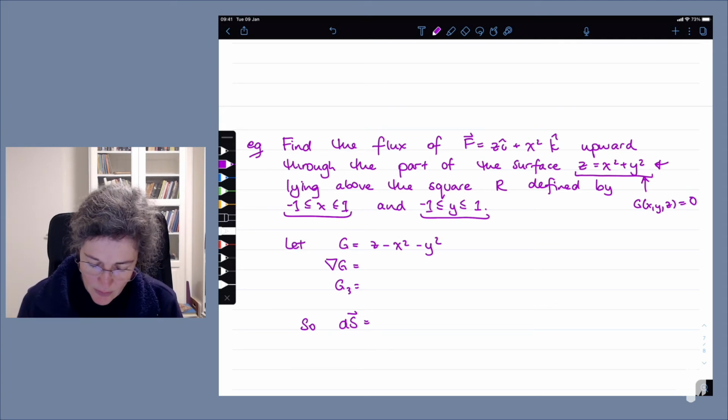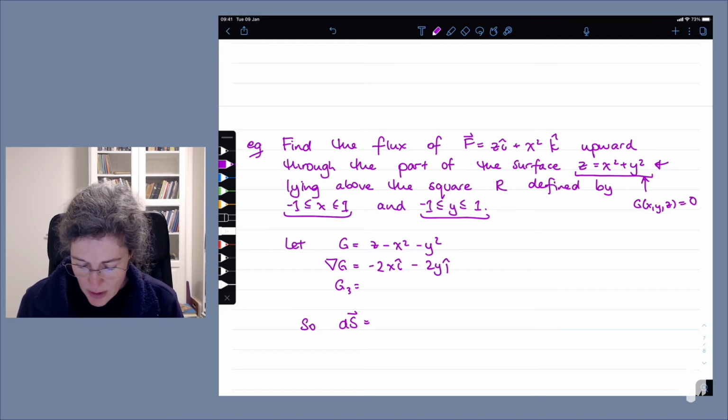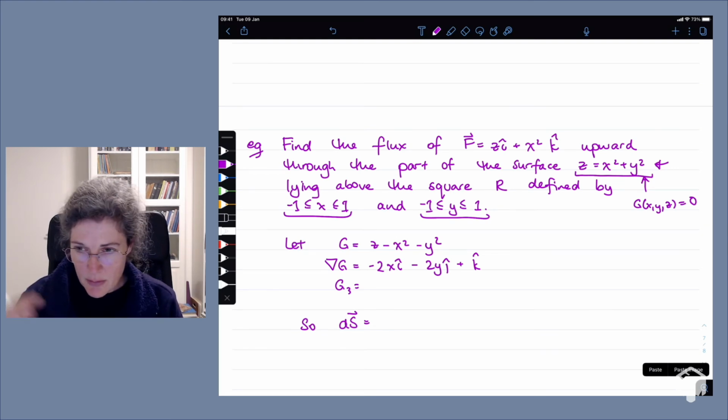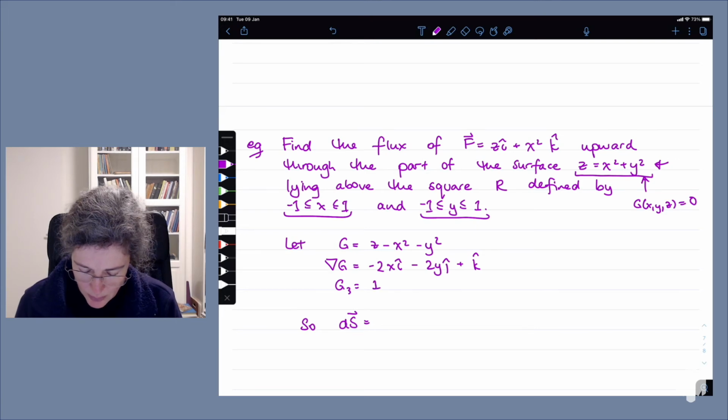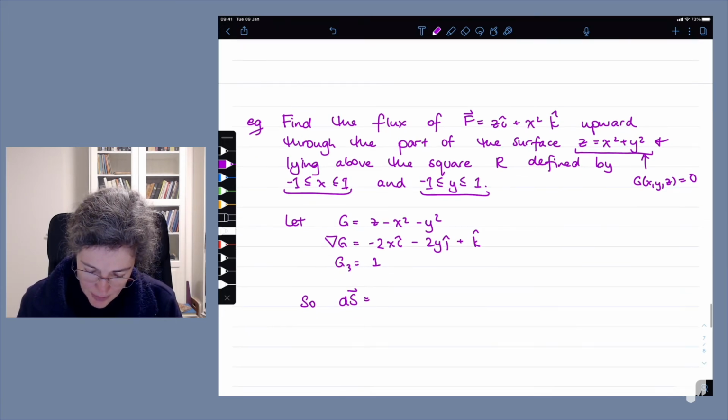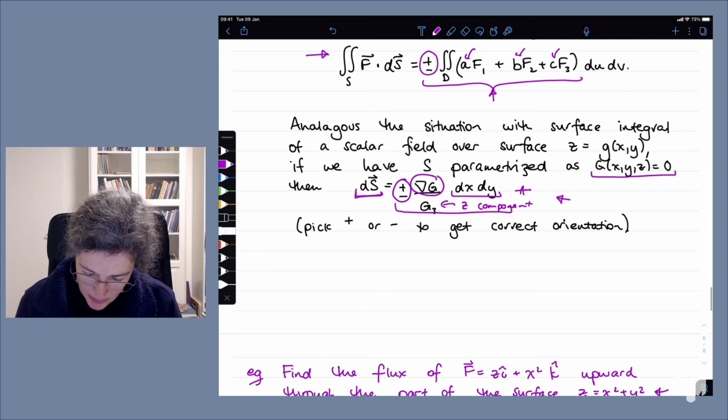So if I take the gradient of that, that's going to give me a minus 2x in the i direction, minus 2y in the j direction, and a 1 in the k direction. And the third component of my g, sorry, the third derivative is going to be equal to 1. So up here, this is the z component derivative. I should have written that there.